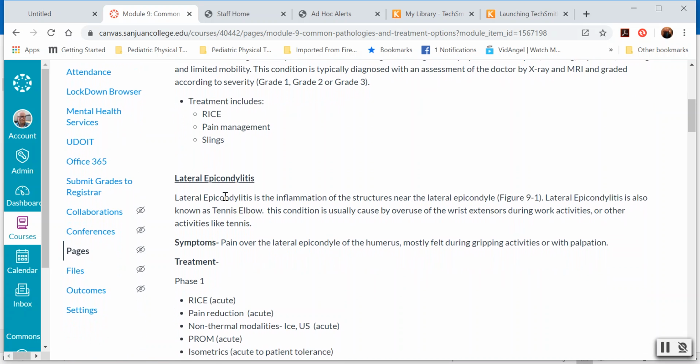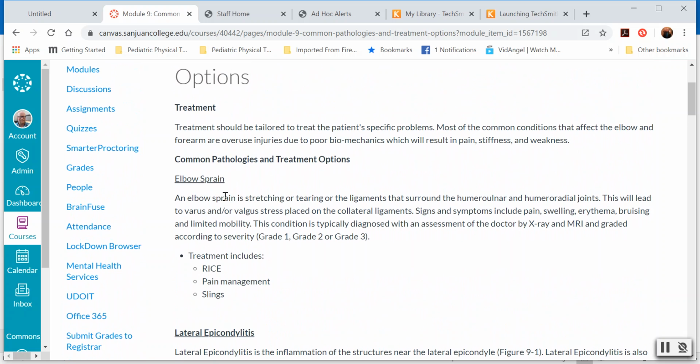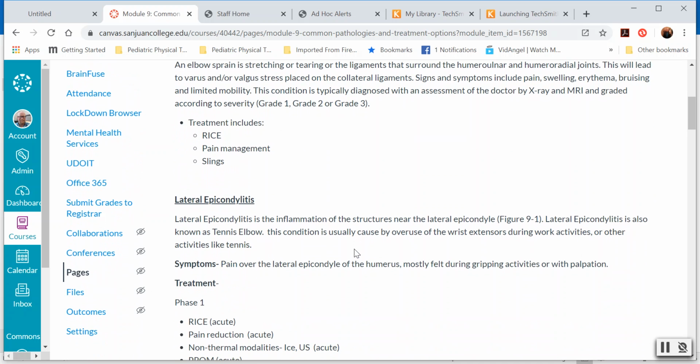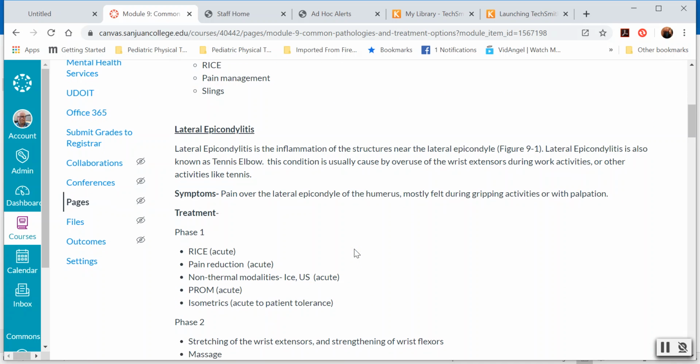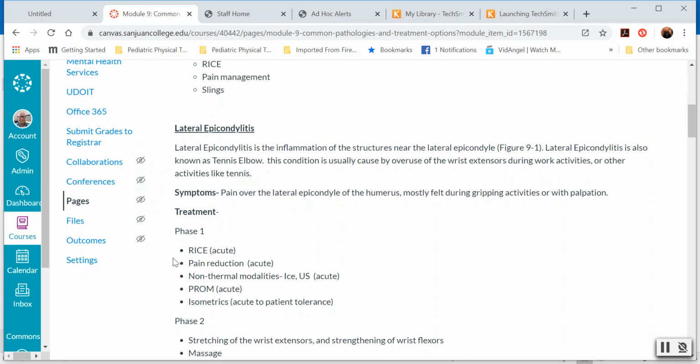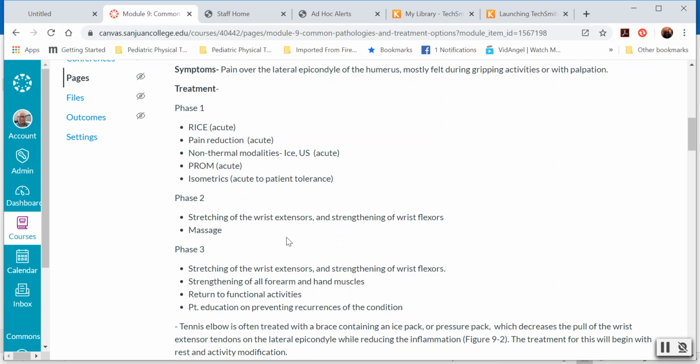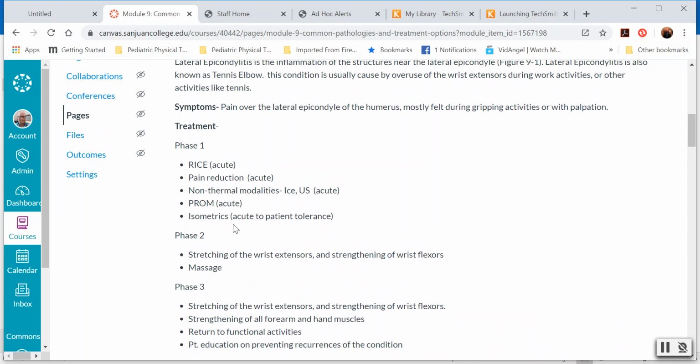pretty straightforward stuff. I do just want to explain that for the test, you guys don't need to memorize every single word in this. You just need to know the general ideas of what elbow sprains are and what lateral epicondylitis is, and you need to have a good idea of how to treat it in general. I'm not going to ask you to write down each phase of these treatments. You don't need to know it by heart, but you just need to understand the concept, right?